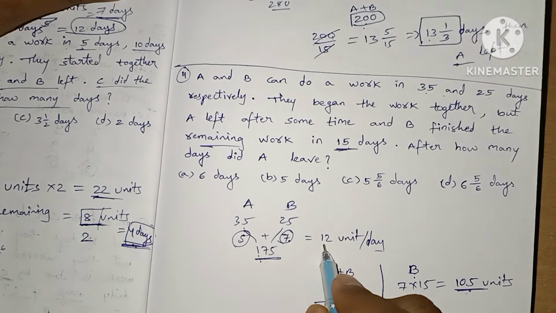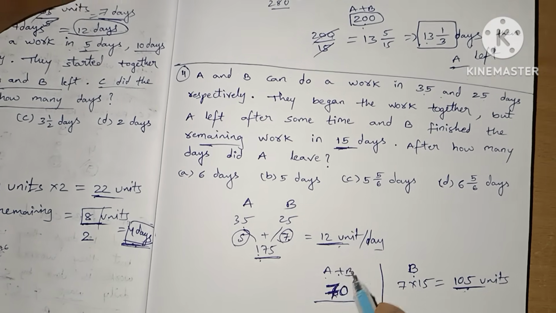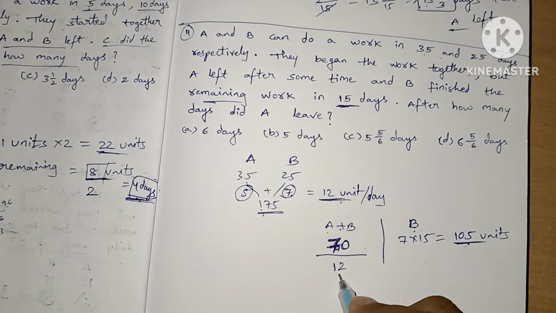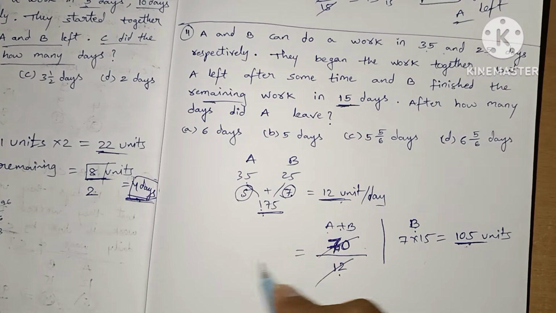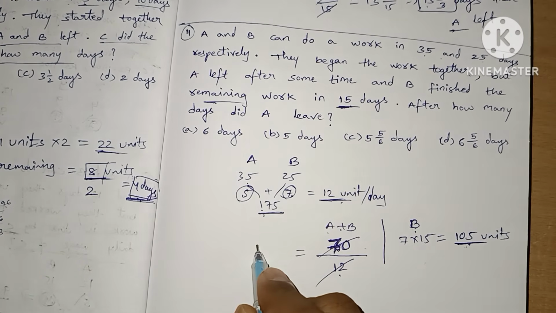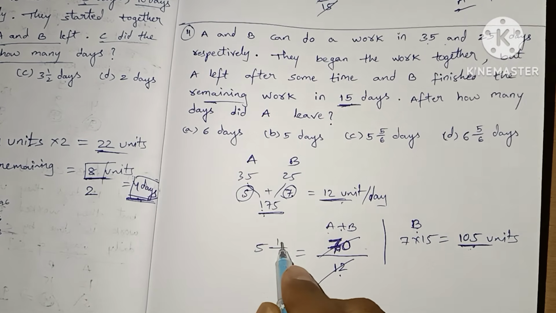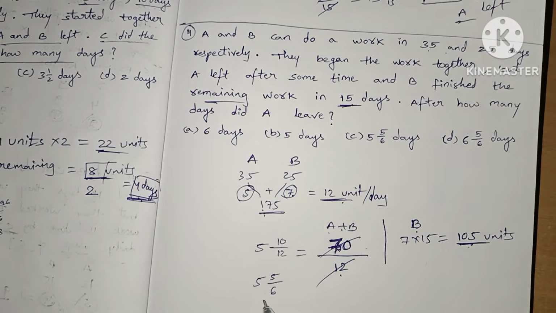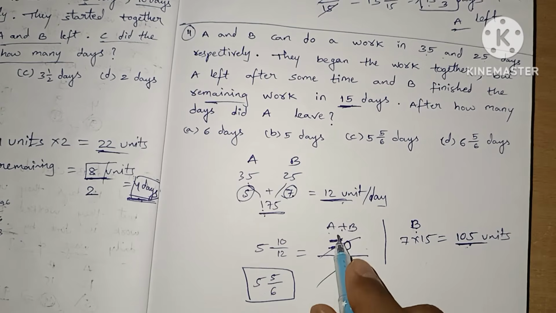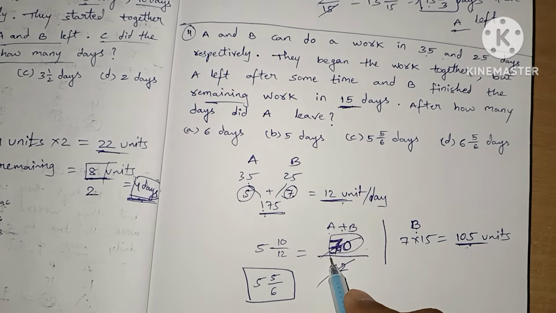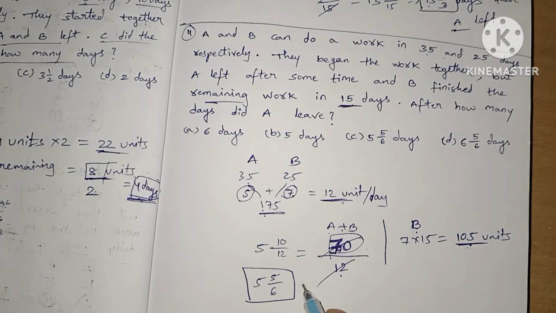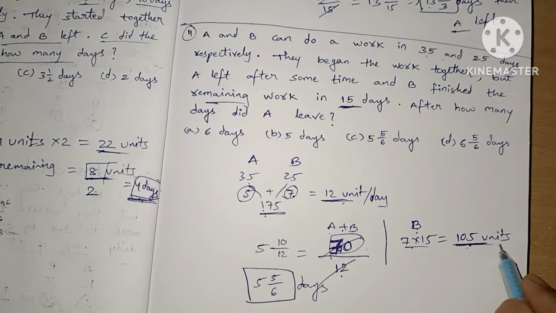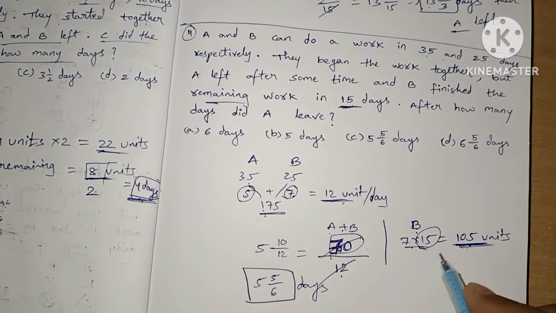So they together complete 12 units per day, means they both completed these 70 units in 12 times 5 is 60, 10 by 12 means 5 by 6 days taken by A and B together to complete these 70 units. So after 5 by 6 days A left and the remaining work was done by B alone, 105 units of work in 15 days.